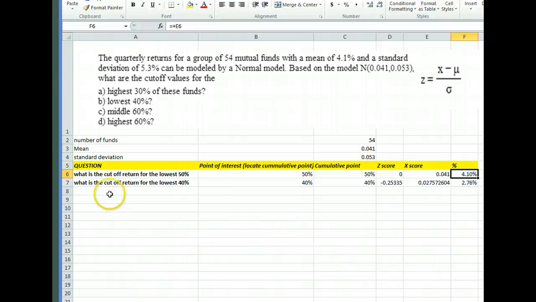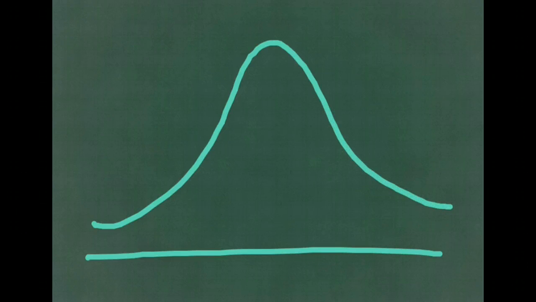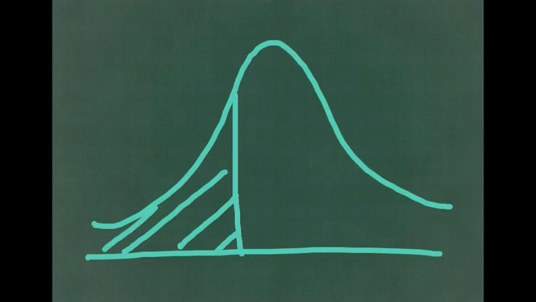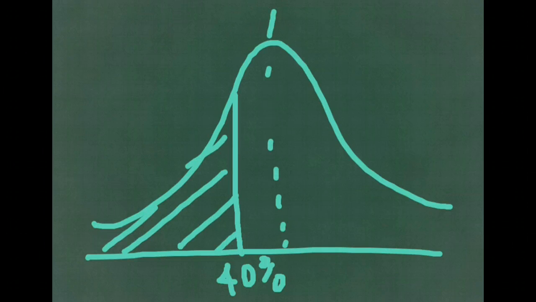So let's see if we can find the cutoff return rate for 40%. What we said earlier on, and if we come back to my bell curve, the point we are interested in for 40% is going to be just about here. We're interested in this cumulative value, where this represents 40% of your total. So it's going to be a little bit to the left of the peak of your normal distribution.